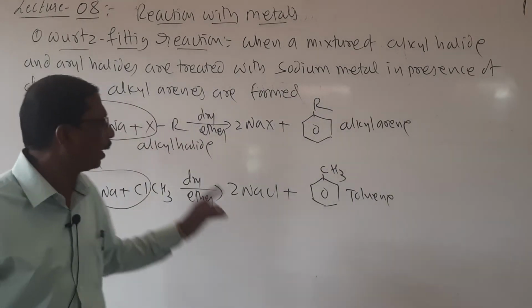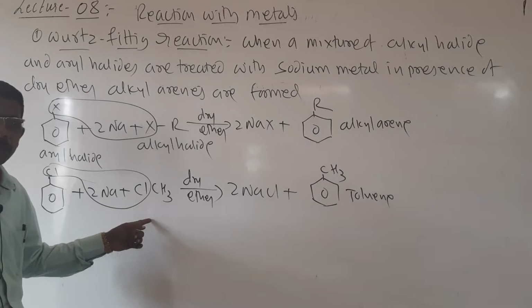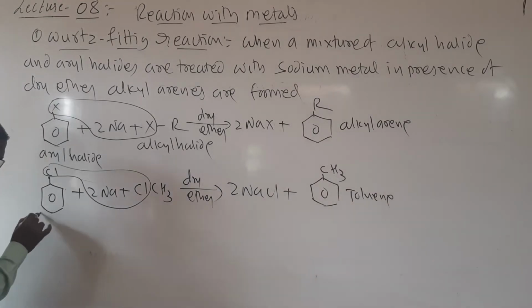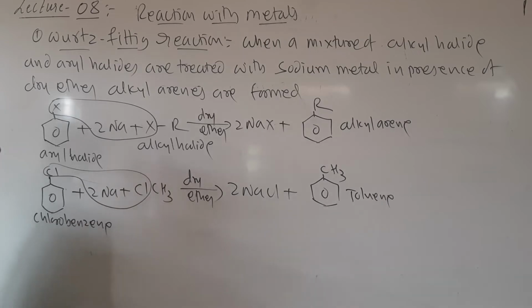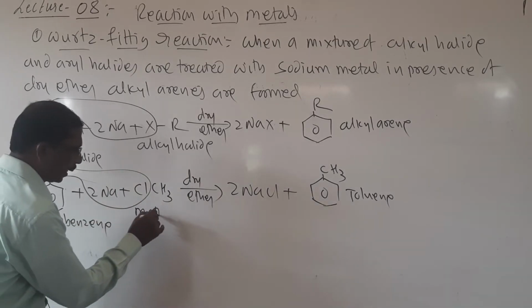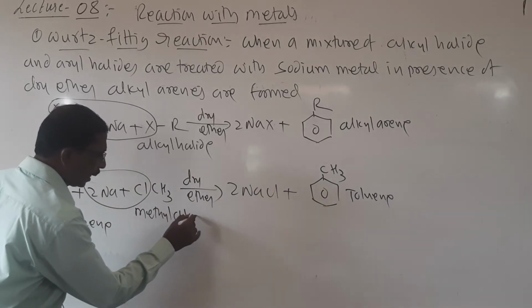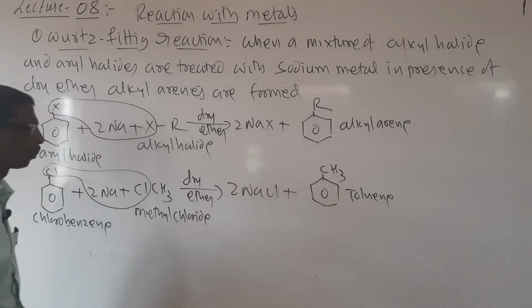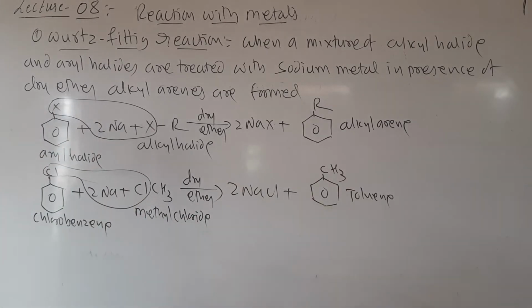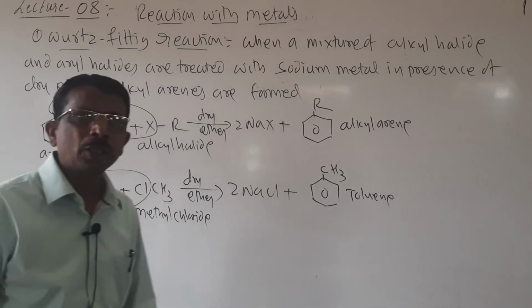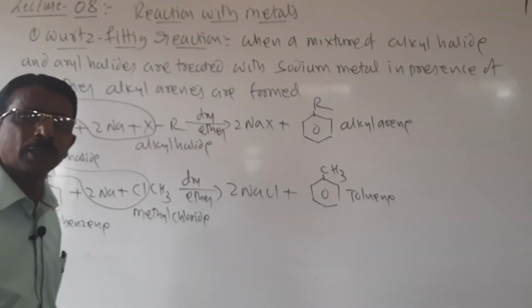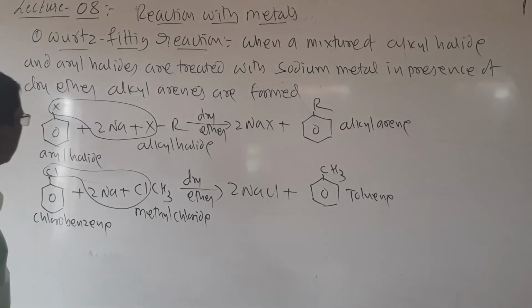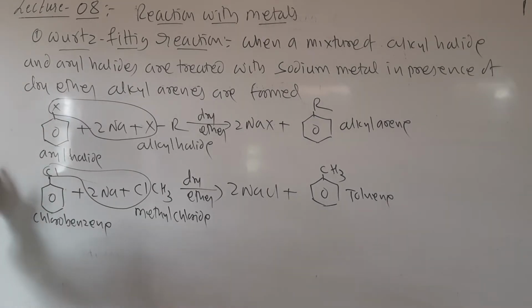I have written the general reaction and also an example for this. It is chlorobenzene. It is methyl chloride or chloromethane. So here it forms toluene. So it is called the Wurtz-Fittig reaction. And the last one is the Fittig reaction. So what is the Fittig reaction? Look here, I think it is clear to you all.